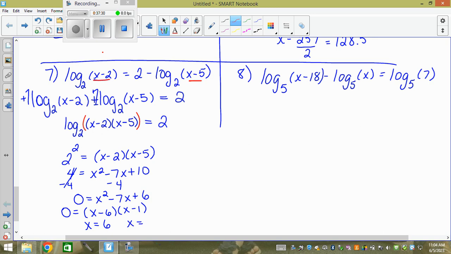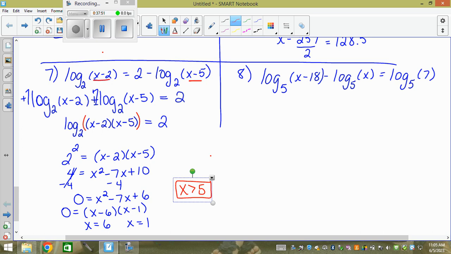I write them separate because sometimes both of them are solutions, sometimes neither of them work. Sometimes one works and the other one doesn't work. How do I know? I can look at my restricted domain. My restricted domain was x has to be greater than 5. That was my ultimate domain, right? So is 6 greater than 5? Yes, hence why 6 will work.